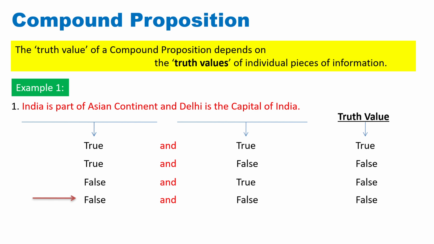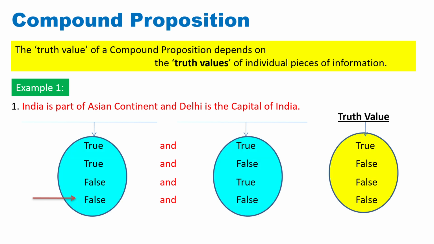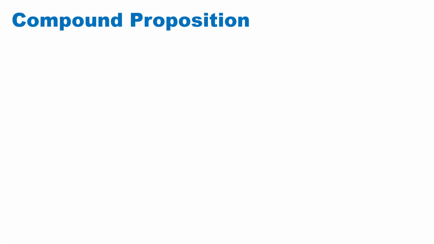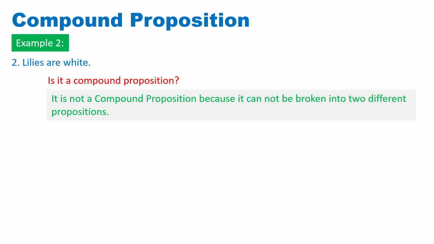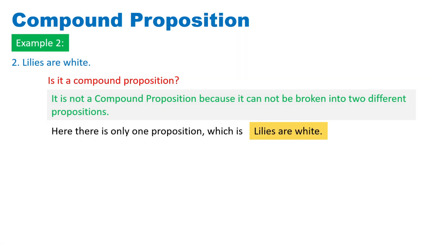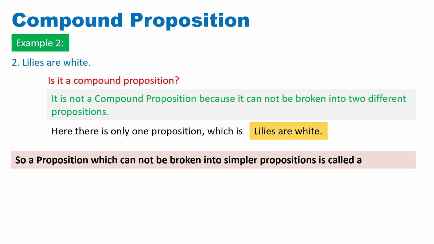So we need to observe that the final truth values of a compound proposition are dependent upon the truth values of its individual propositions. Let us consider one more example. Lilies are white. Is it a compound proposition? It is not a compound proposition because it cannot be broken into two different propositions. Here there is only one proposition, which is lilies are white.